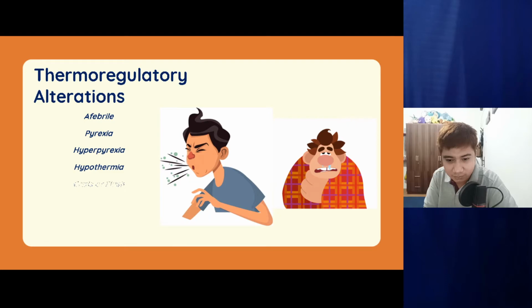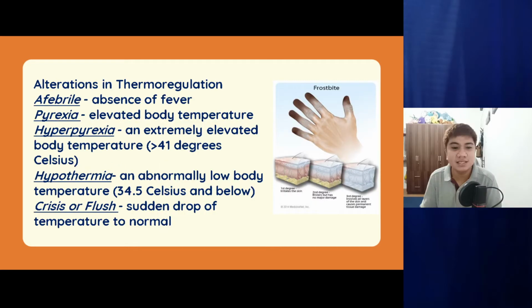So there are quite many. Okay, first let's have your afebrile. When we talk about afebrile, there is the absence of fever. For example, I am afebrile. I don't have a fever. Okay, my temperature is normal. Next we have your pyrexia. It is also coined as febrile or also coined as fever. Okay? I have a fever. I have pyrexia. Elevated body temperature. Next, we have the term hyperpyrexia.